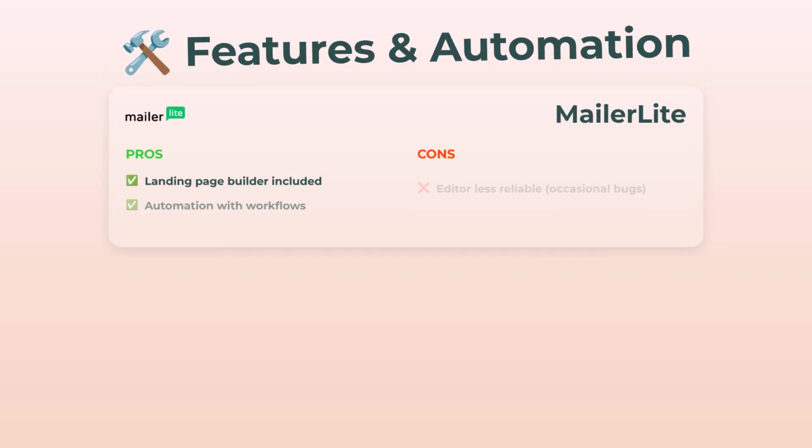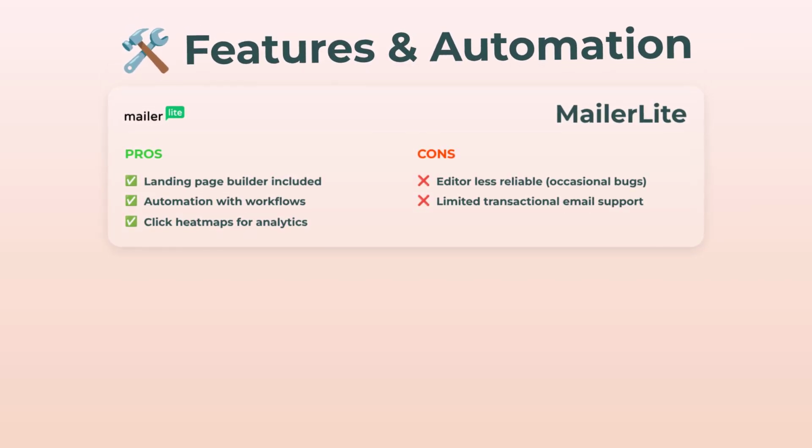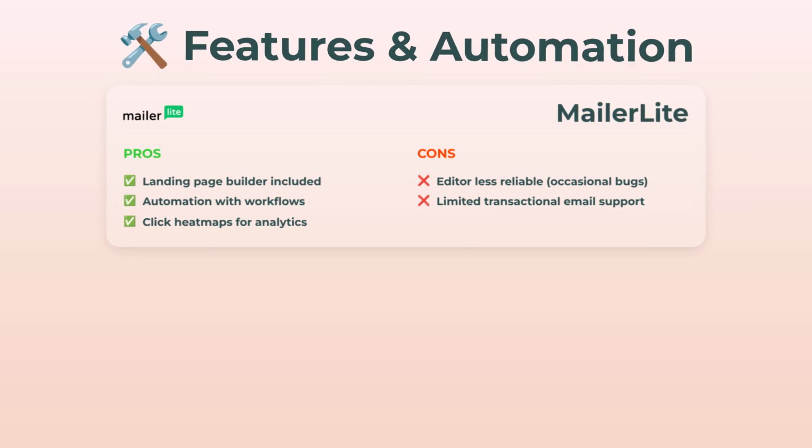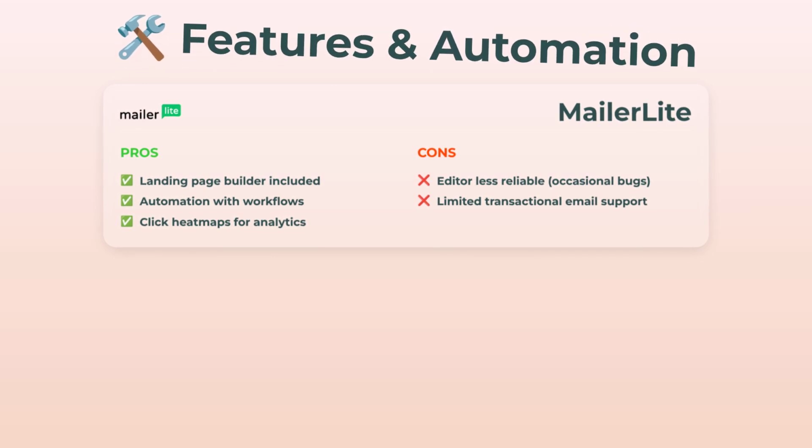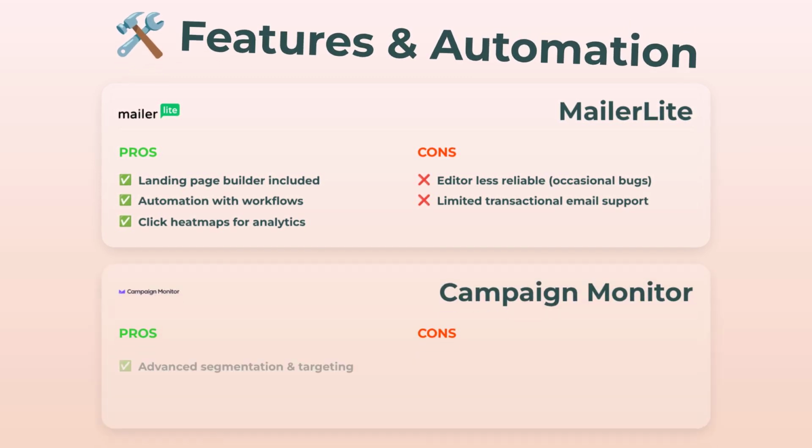Next, features and automation. All right, with MailerLite, you get things like landing page builders out of the box, plus some nice automation workflows, and even click heat maps for analytics. It's pretty solid, but I've got to be real, the editor can have some weird bugs now and then, and the transactional email support isn't super deep.